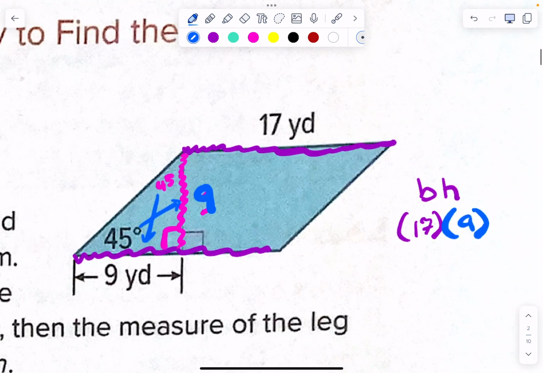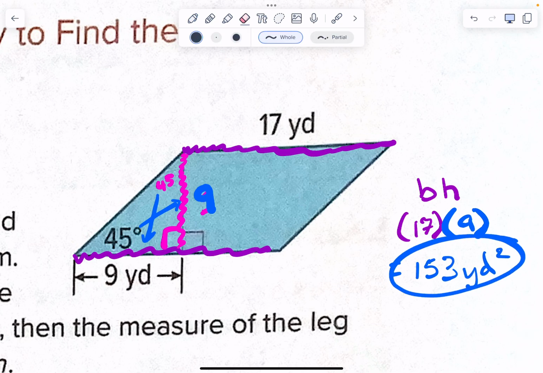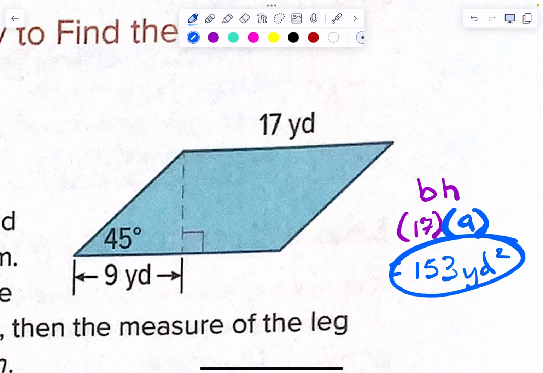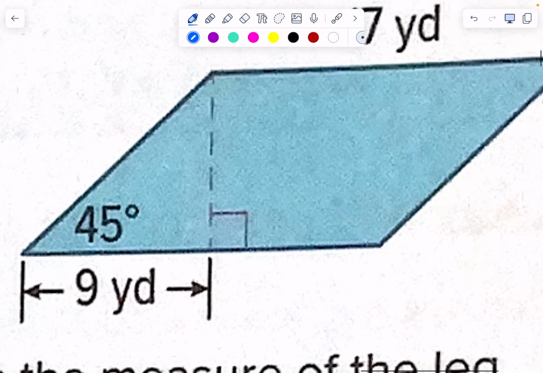Okay, 17 times 9. What does that come out to be? 153. 153 yards squared. Okay, now let's suppose, because some of you are like, I don't know, that's 9, whatever. Here, let's do this, because they might do this to you on a homework problem.